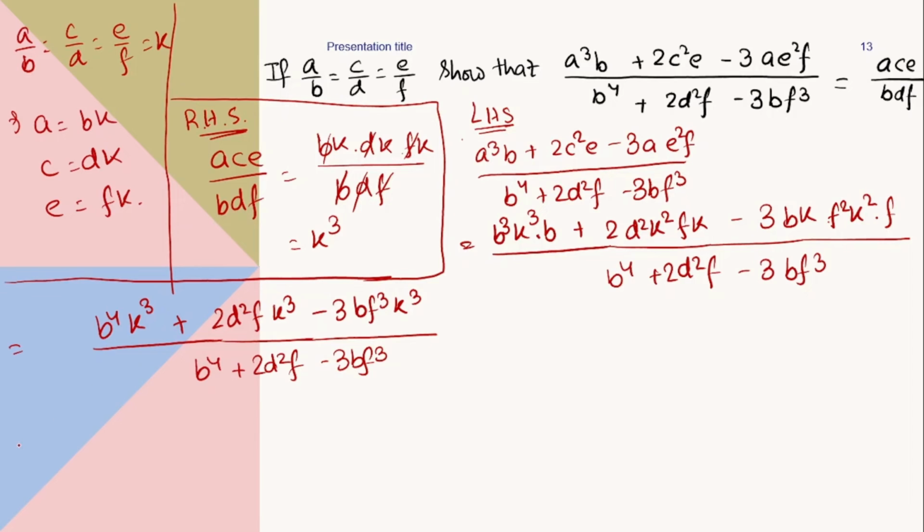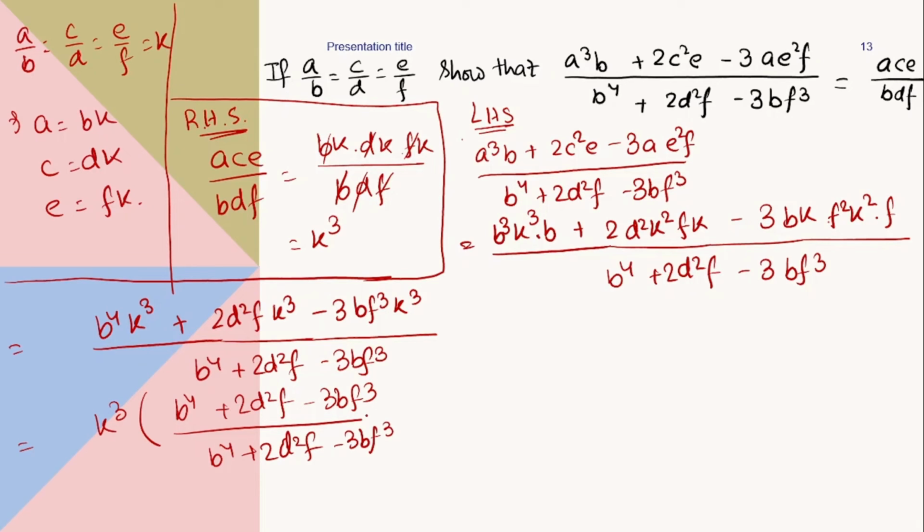Okay, you should all notice that if we take a common K cube from the upper part, it remains B power 4 plus 2D square F minus 3BF cube divided by B power 4 plus 2D square F minus 3BF cube, and these both will be cancelled out, so it will remain as K cube. So LHS equals RHS, proved.